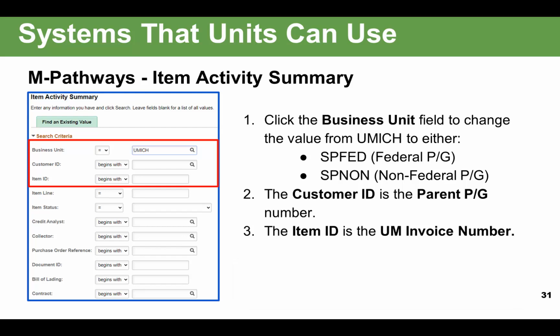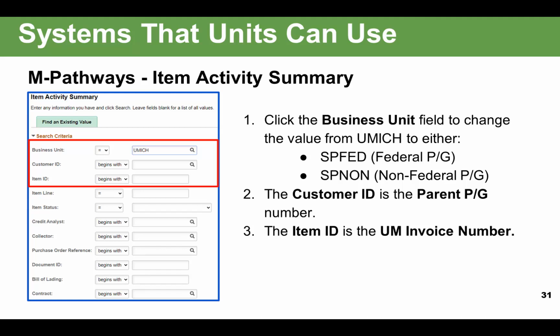Once you're in this system, there are a couple of different fields you can fill out. So the first field you have to fill out, this is always required, is business unit. It's automatically populated with UMISH, but that doesn't actually work for our purposes. So you'll need to know, am I looking at a federal project or a non-federal project? If you're looking at a federal project, in the business unit box, type SP Fed in all caps. If you're looking at a non-federal project, type SP Non in all caps. That has to be entered or you're not going to get any information returned.